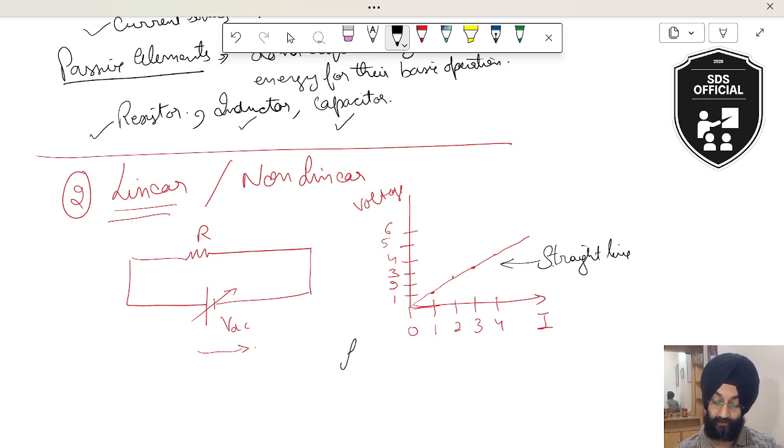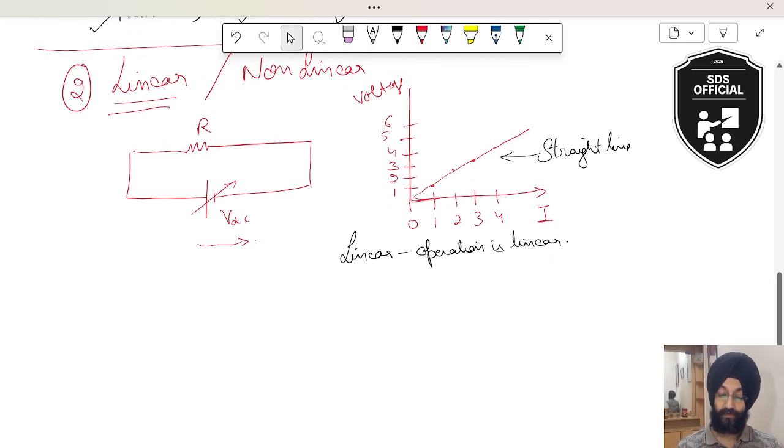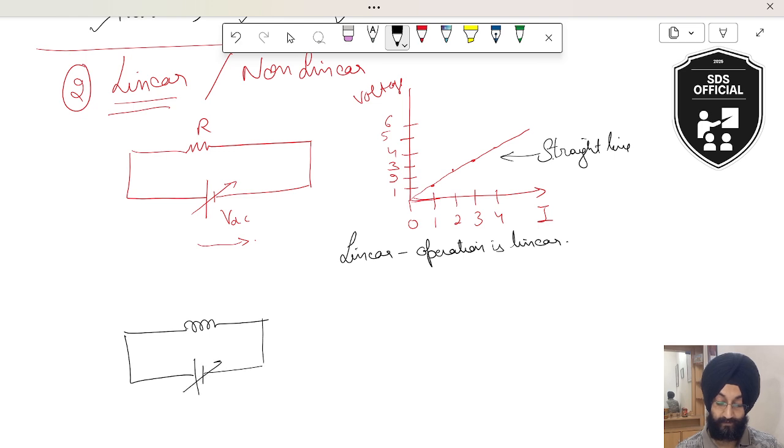So linear elements are those whose operation is linear. On the other hand, non-linear devices are those, let us say this is an inductor or capacitor, and we have connected a variable DC supply. The graph will not be the same. Let us say this is V, this is I, the applied voltage and current, which can be controlled by ourselves. So the graph can be like this. It will not be linear.